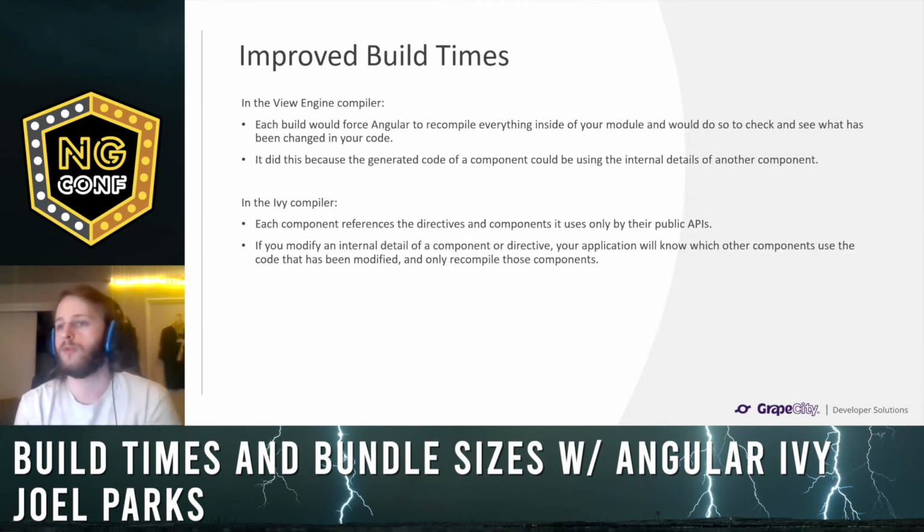And then we get to improved build times. In the View Engine compiler, each build would force Angular to recompile everything inside of your module, and it would do so to check to see what had been changed. The reason that it did this was because components could be using internal details of another component. In the Ivy compiler, each component references the directives and components it uses only by their public APIs. And if you modify an internal detail of a component or directive, the application will automatically know what other components use the code that's been modified, and it only updates those components.